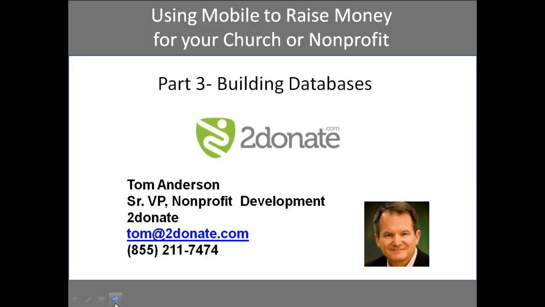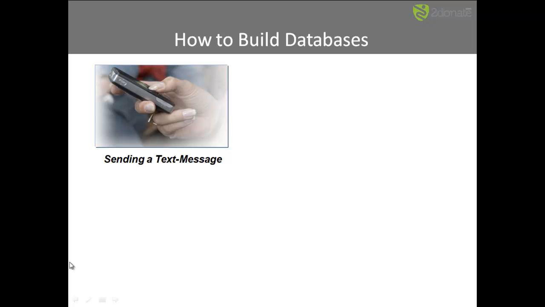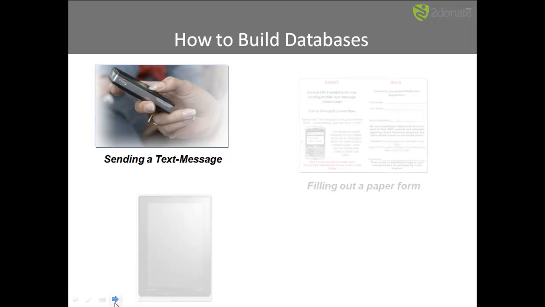This is part three in the series called Building Databases. There are several different ways we can build these databases. The first is simply by sending a text message. We can put out a call to action to our audience, asking them to text a keyword to a short code. When that happens, the database will capture that cell phone number and allow us to reach back out to that person through their cell phone at a future time.